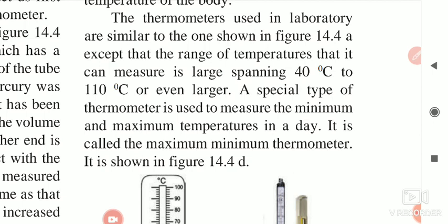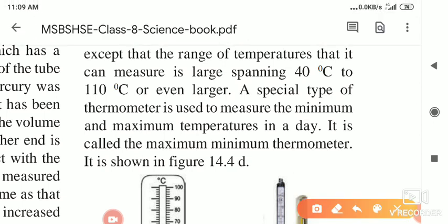Are there furnaces? Furnace means what? Bhatti, we say in Marathi. The furnace temperature is much higher, actually thousands of degrees. To measure such a high temperature, we also prepare thermometers nowadays. Here the range is large, spanning 40 degrees Celsius to 110 degrees Celsius, or even more than that.